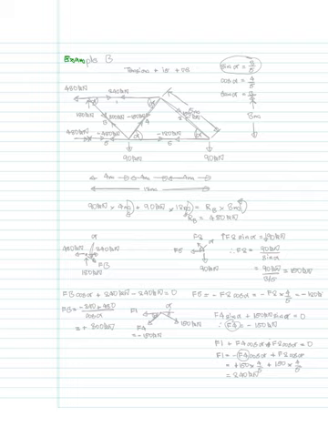Example 3. So we have a truss here. And there's a load of 90 kilonewtons there, and there's also a load of 90 kilonewtons there.